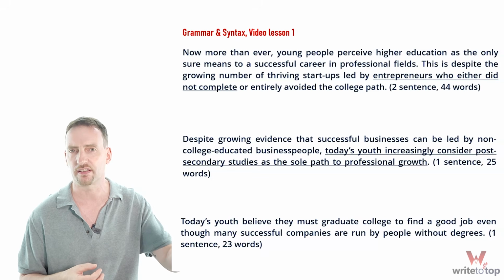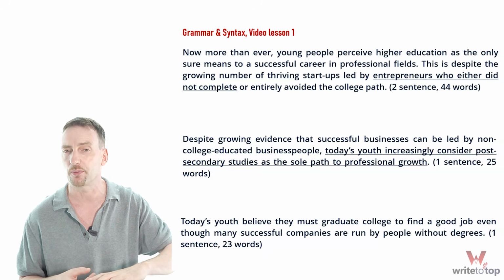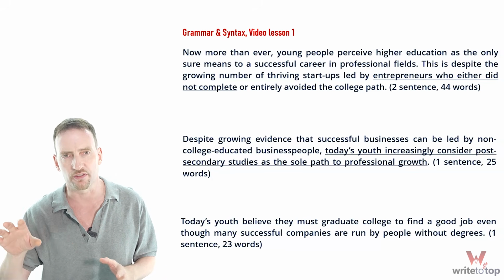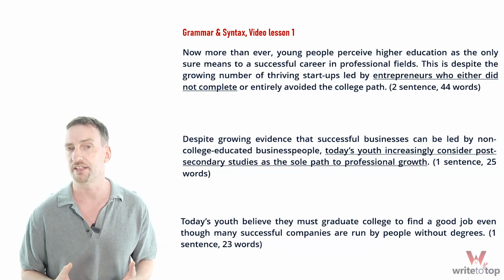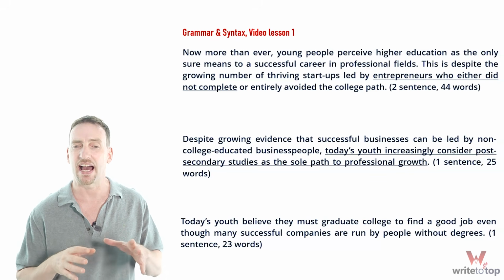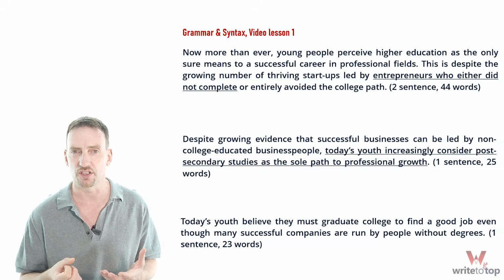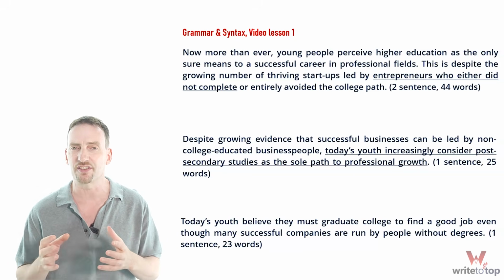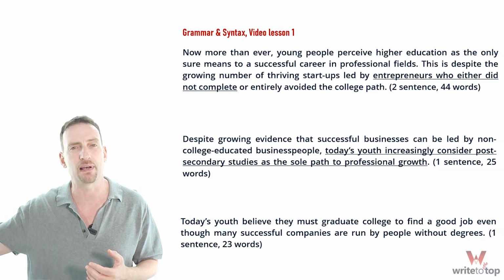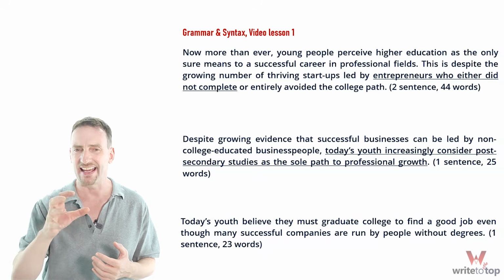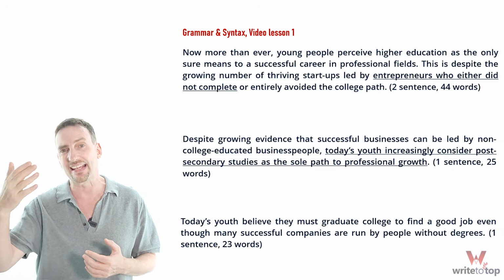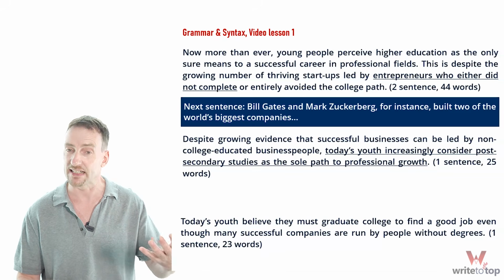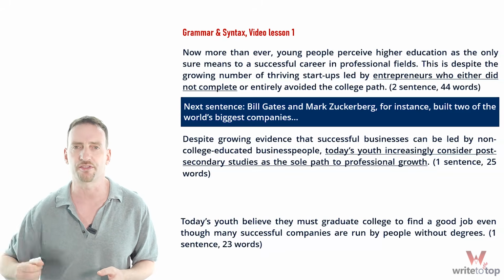Why would I choose the first sentence, first example? Why would I choose the second one? Notice that in the first example, I end this idea with entrepreneurs, with the people who didn't go to college but have successful businesses. In the second example, I ended with the young people and their views about college. Why I made this choice, or why I would choose to arrange the sentence in this or that way, depends on what I'm going to speak about next. In the first example, I ended with an emphasis on entrepreneurs. My next sentence will be about those entrepreneurs. For example, Bill Gates and Mark Zuckerberg, for instance, built two of the world's biggest companies, and so on.